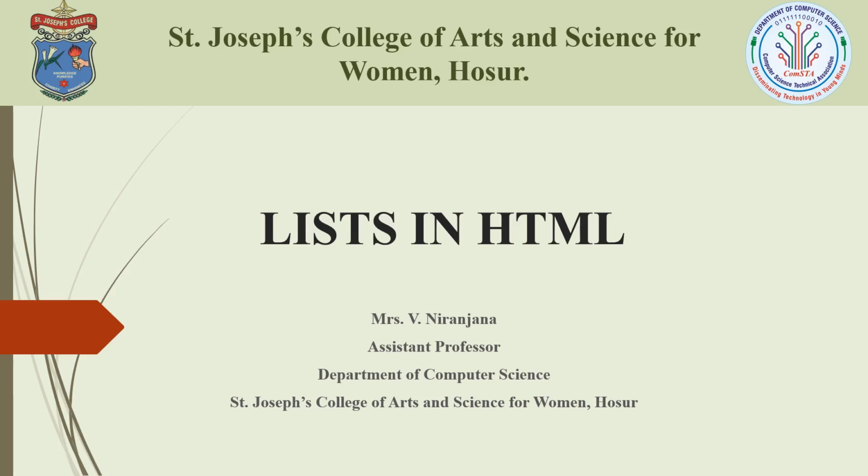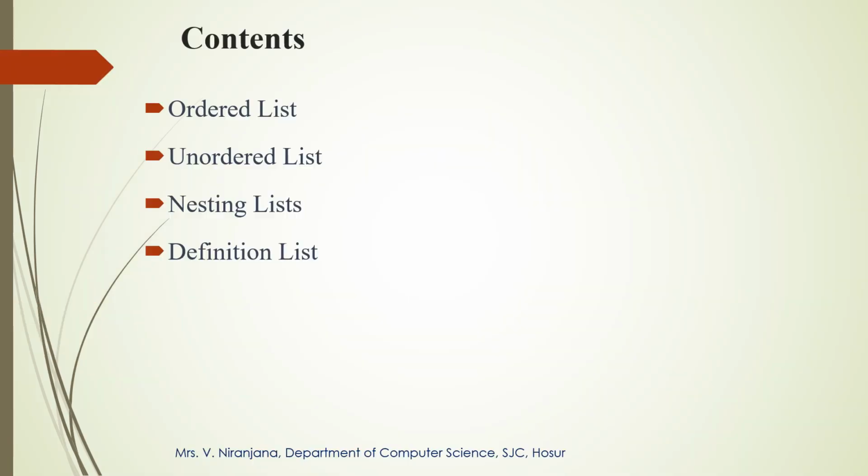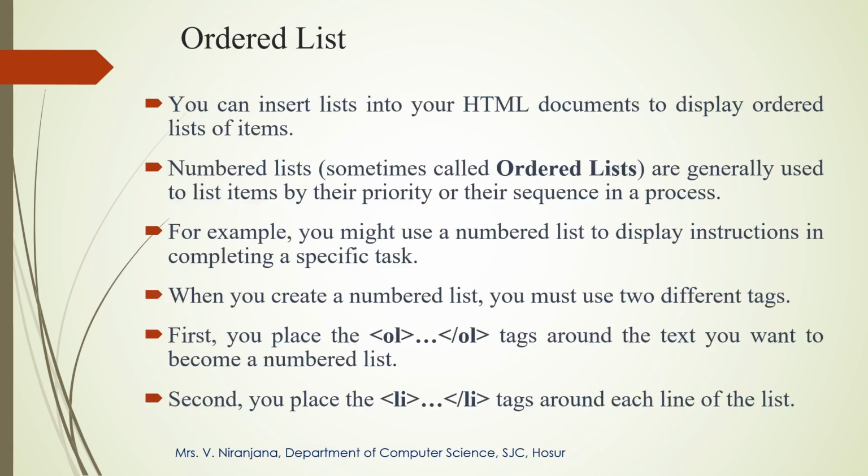Dear learners, we are going to learn about lists in HTML in this video. We will be learning about different types of lists in HTML: ordered list, unordered lists, nesting lists, and definition list. First, we will learn about ordered list.